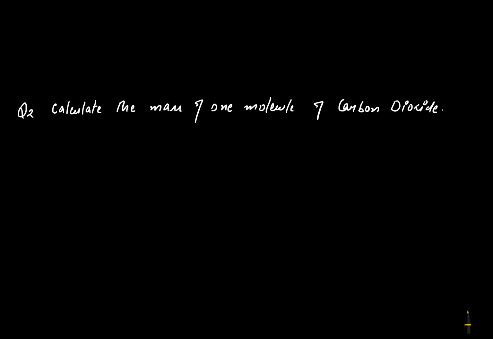In the next numerical, the question is, calculate the mass of one molecule of carbon dioxide. Now I know the molecular mass of CO2. What's the mass of carbon? It's 12. What's the mass of oxygen? It's 16. I have to multiply this with 2 because oxygen atoms were 2 in number. It comes out to be 44 grams. That's the molecular mass of carbon dioxide.